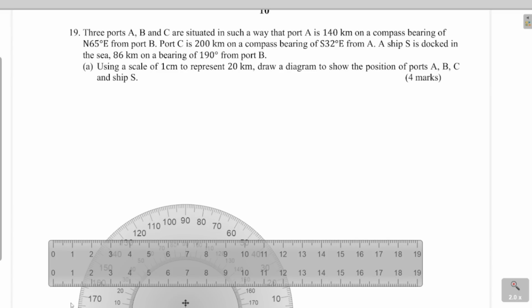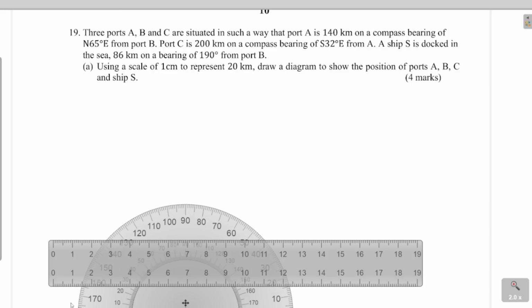Three ports A, B, and C are situated in such a way that port A is 140 kilometers on a compass bearing of north 65 degrees east from port B. Port C is 200 kilometers on a compass bearing of south 32 degrees east from A. A ship S is docked in the sea 86 kilometers on a bearing of 190 degrees from port B.